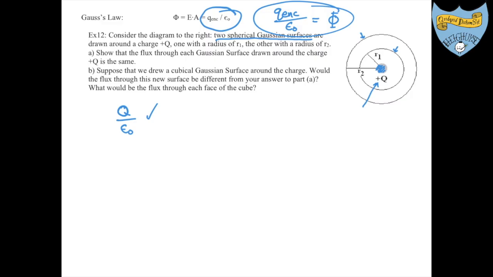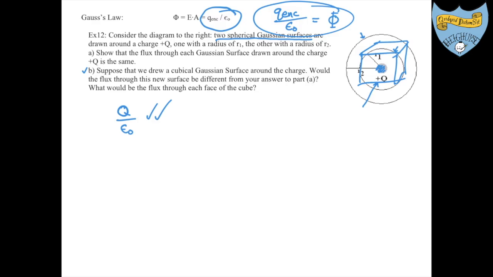That's literally the entire question. It's how much charge is inside of that Gaussian surface, and that's it. Q over epsilon naught is the flux. It's that easy. Now B wants to know, what if we drew a cube around it? Oh my gosh, it's a cube now. What could this mean? Well, if it's a cube, still same thing, right? The flux is not any different, because I'm enclosing the same amount of charge.